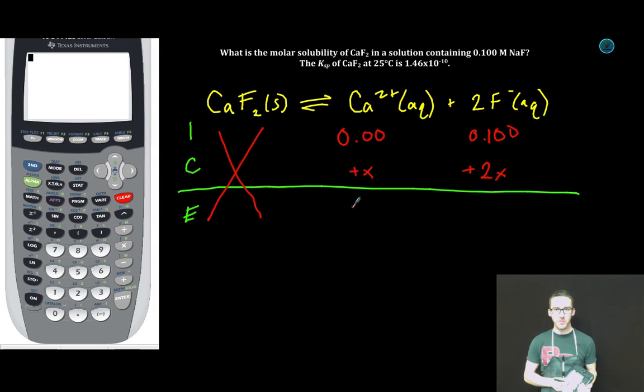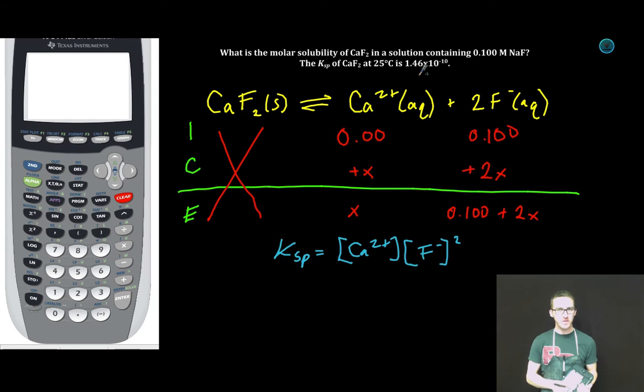At equilibrium, we'll have x for calcium ion and 0.100 plus 2x for fluoride ion. Again, we already have a bunch of fluoride ion in solution. Write your Ksp expression. We know the value of Ksp to be 1.46 times 10 to the minus 10 for this salt. We've defined the equilibrium concentrations for calcium and fluoride ion.